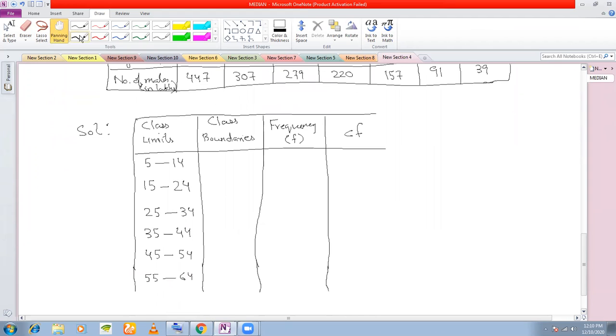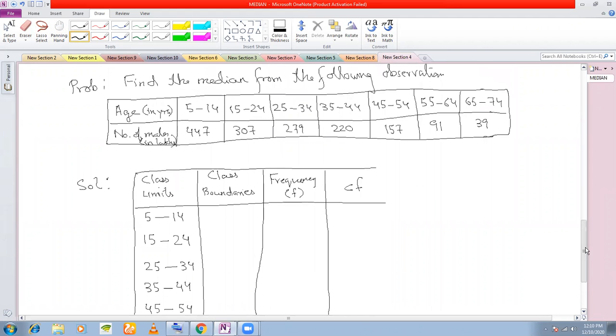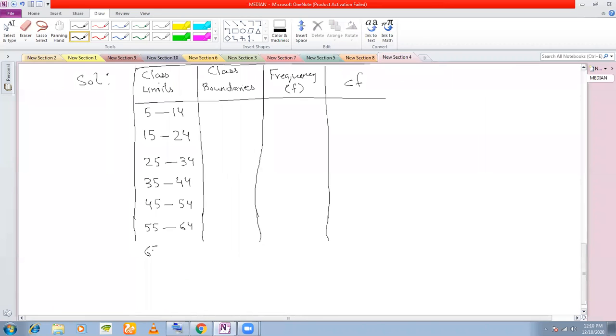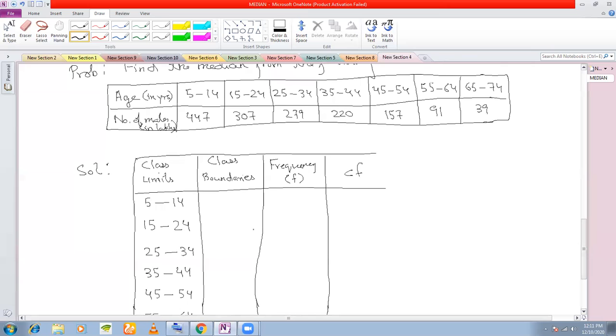Tanisha, how many types of cumulative frequencies are there? Two types. What two types? First, by adding the successive terms from up to down, and the second one is down to up. What are they called? I didn't remember. Sorry.